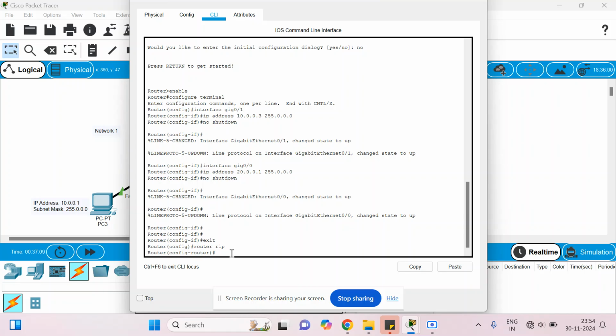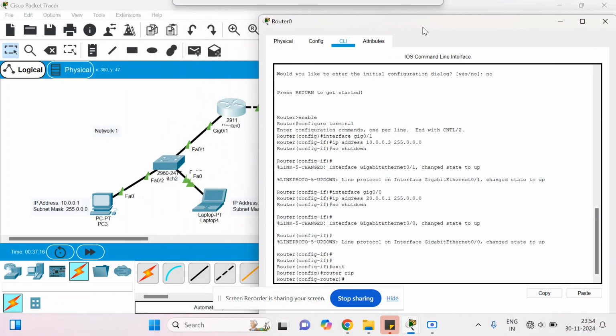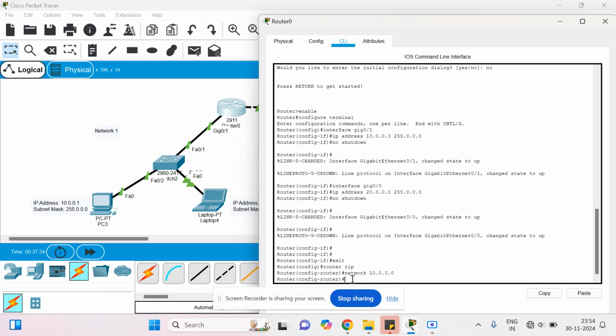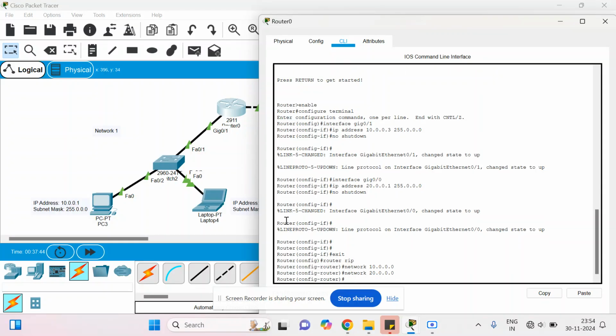Here next we are routing the networks. How many networks are connected with router 1, the first router? Just check, here are two networks. One is network 1, which is of 10 range, and network 2, which is of 20 range. So we have to give network addresses here. Write the command network space network address. The network address of the 10 network is 10.0.0.0. Second command, network 20.0.0.0. This is the network address of the 20 network, second network.